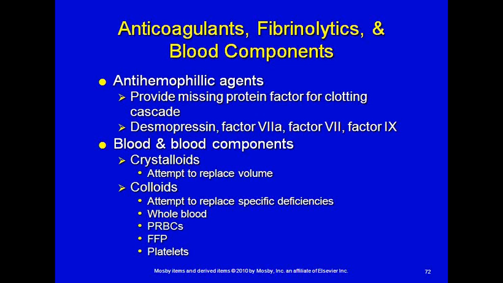Blood and blood components. We've already talked briefly about crystalloids. We administer crystalloids, saline, lactated Ringer's, D5W, in an attempt to replace volume. And it's appropriate, certainly, to replace volume if the volume loss is from vomiting, diarrhea, that sort of thing. But if volume loss is from blood, then ideally we should replace that with blood. We consider those types of components colloids.